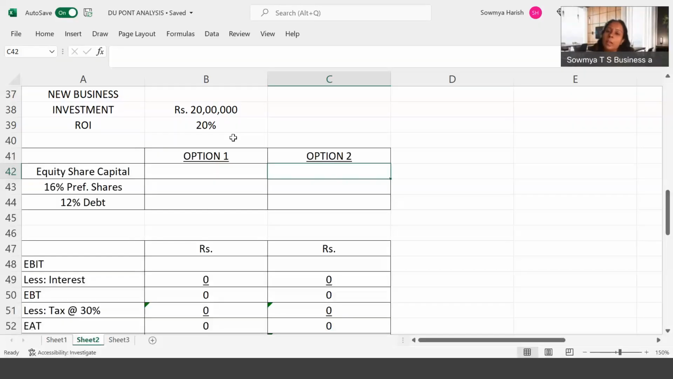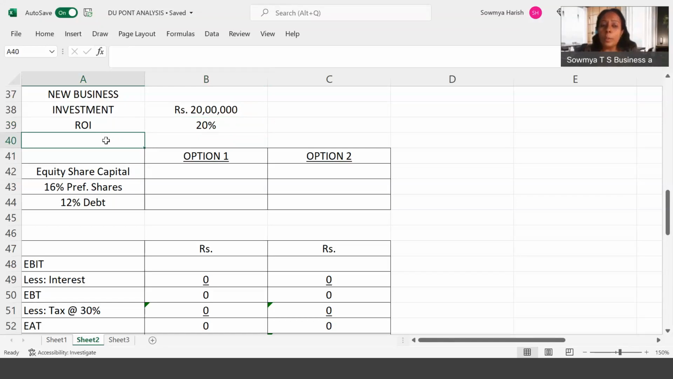To know whether it's advisable for the firm to have borrowed funds in the capital structure, let's take one example. Think that you want to start a business and you require an investment of 20 lakhs. Through market survey and market research, you get to know that the return on investment from this business might be 20%. So what do we understand by return on investment? Your return on investment is nothing but your EBIT rate, because this is the return which you can expect on the total investment made in this firm.